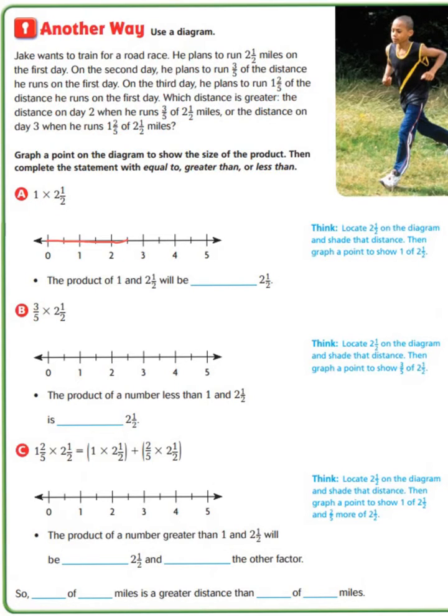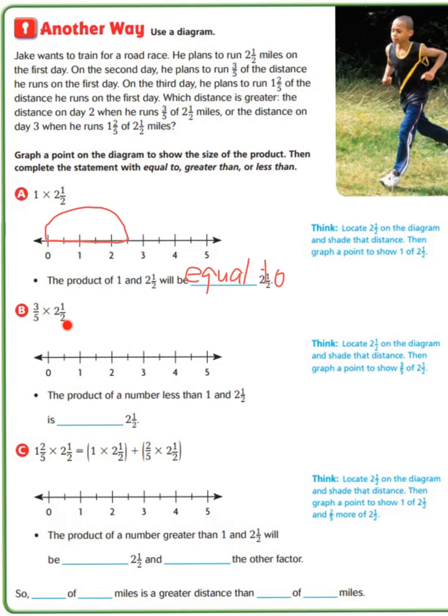The second factor says how far, the first factor says how many. So we have a factor of 1, so we know our first jump is going to jump 1 time, and he's going to jump 2.5 at that. So the product of 1 and 2.5 will be equal to 2.5.